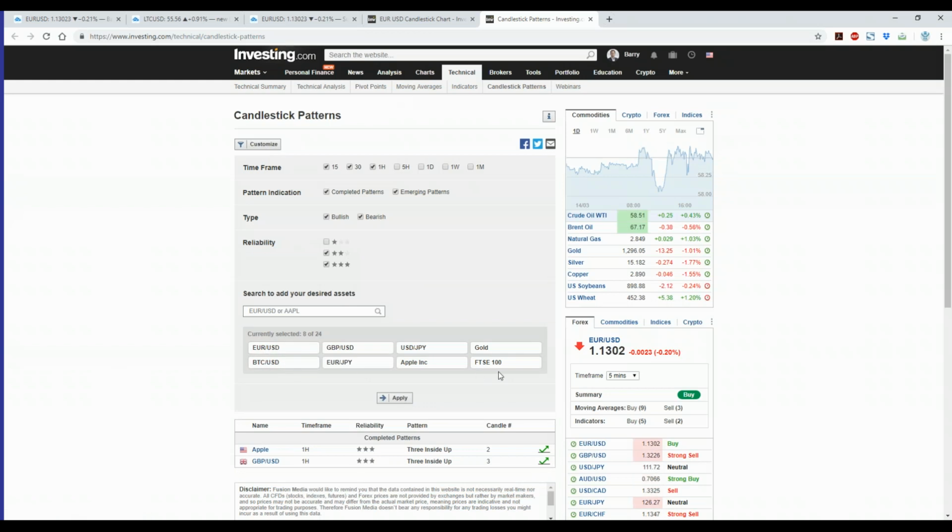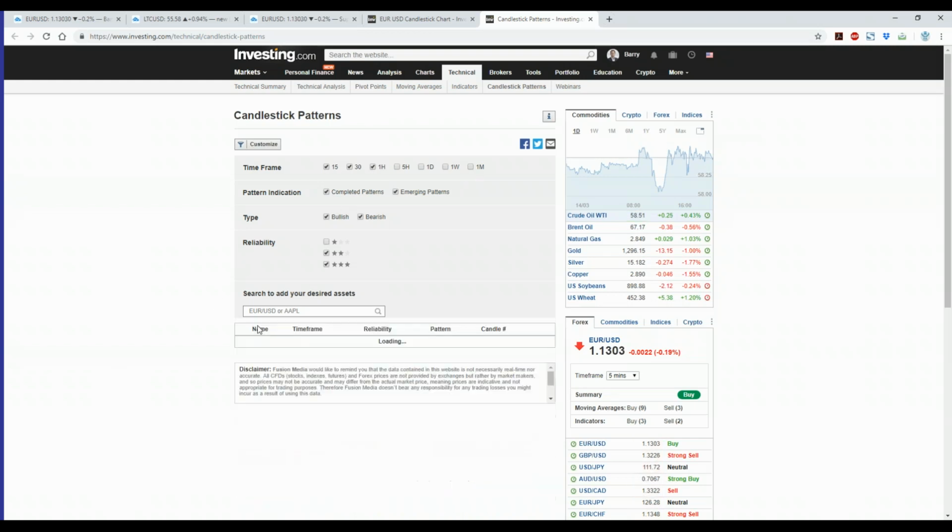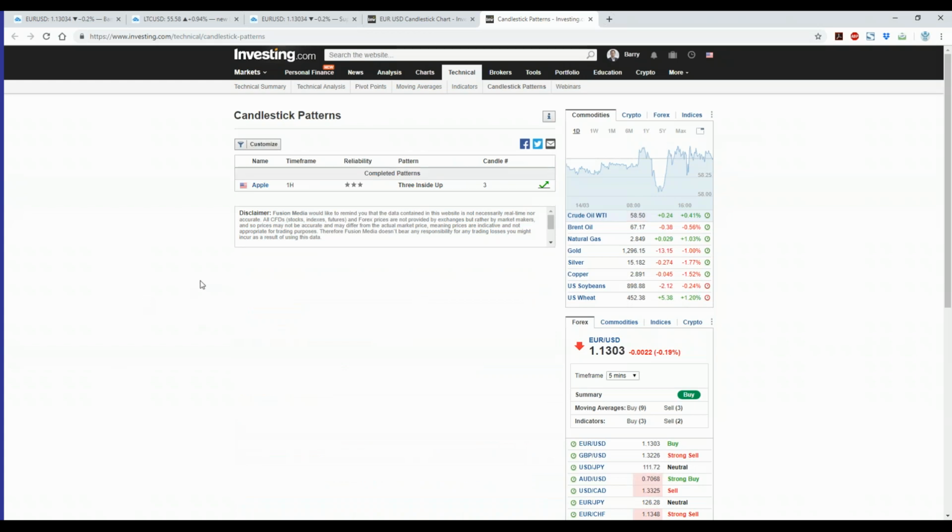I can pick 8 assets I want to watch. I can decide if I want second level or third level candles, whether 3 patterns, 2 patterns, whether I want bullish, bearish. I want patterns that have completed, or I want them when they're just starting out. And I only want patterns for the 15-minute chart, 20-minute chart, 30-minute chart, 1 hour. I don't care about monthly patterns. Okay, we pin our assets, put on apply, and lo and behold, we can see right now in Apple on the 1 hour chart, we have a 3 inside up, and it's just developed at the last 3 candles.